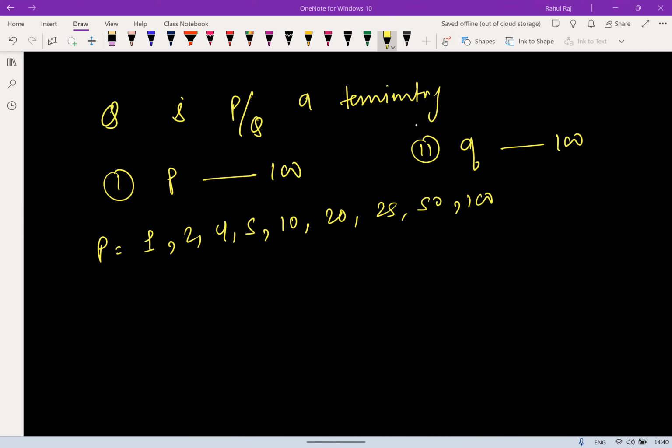So option number 1 says P is a factor of 100. You can choose any number. P is equal to 2. But I have no idea about Q. So let's say Q is equal to 2. So P by Q is what? 2 by 2, that is 1. Terminating, I have a yes situation.